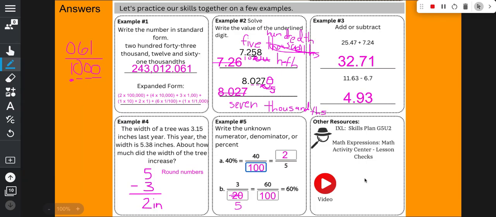Rewatch the video if you need to. Otherwise, practice your IXL skill plan and any lesson checks in the Math Activity Center. Good luck, and make sure you read the directions more carefully than I did on the first attempt.